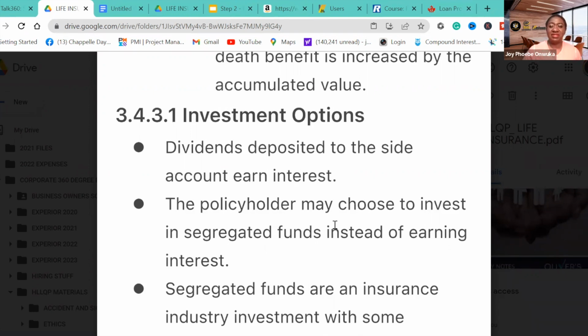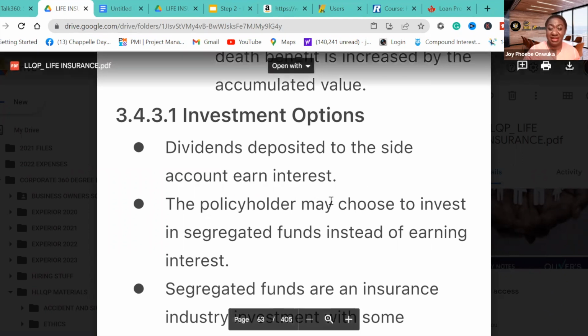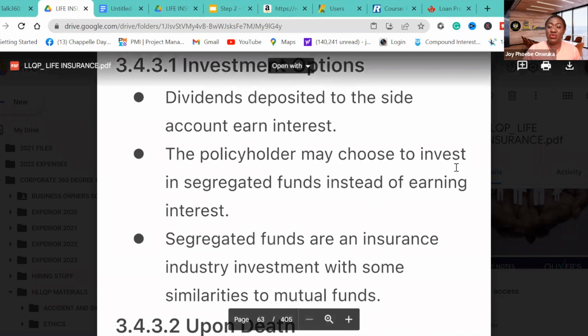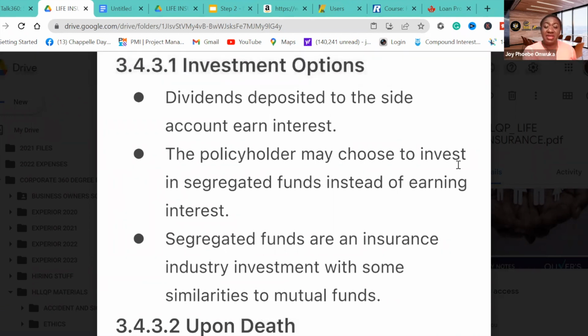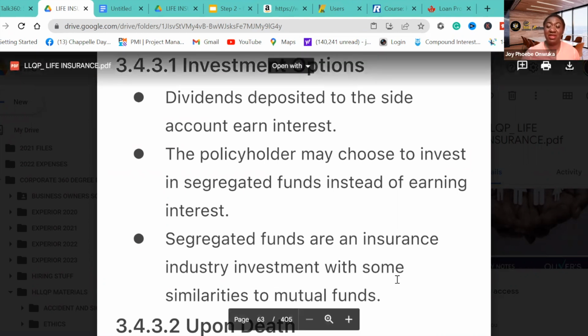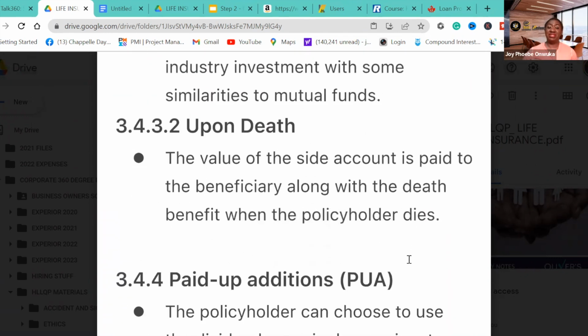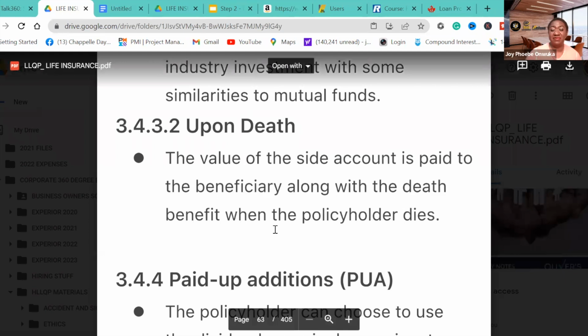Investment options. Now, dividend deposited to the side account earns interest, right? The policyholder may choose to invest in segregated funds instead of earning interest. These segregated funds are an insurance industry investment with some similarities to mutual funds. And upon death, the value of the side account is paid to the beneficiary along with the death benefit.